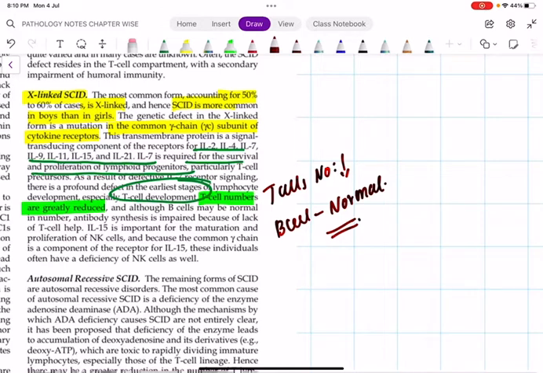Why? Because, as you would have read in immunology, without the help of T cells, B cells cannot produce antibody. So antibody synthesis is impaired because of lack of T cell help.